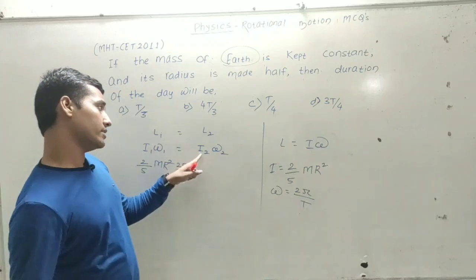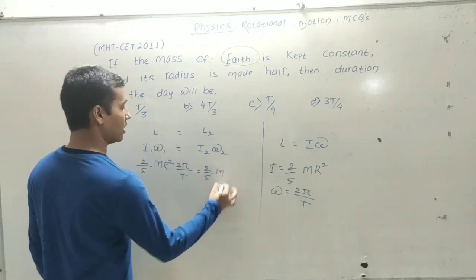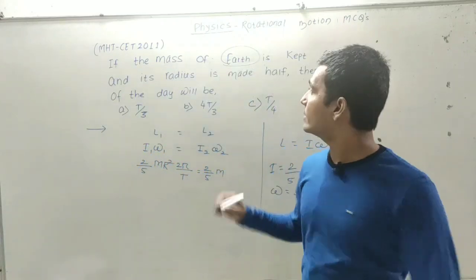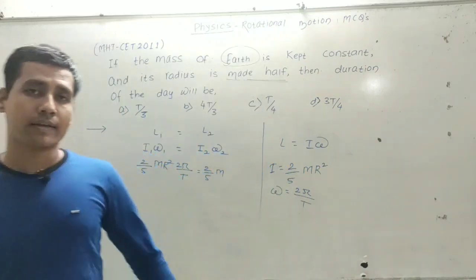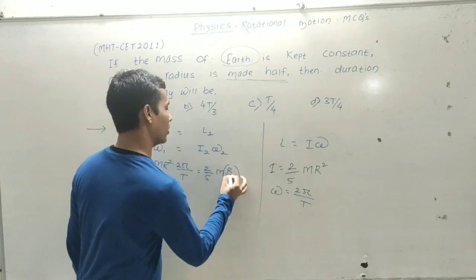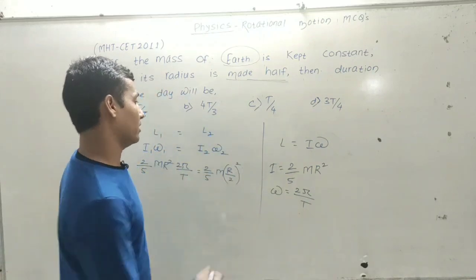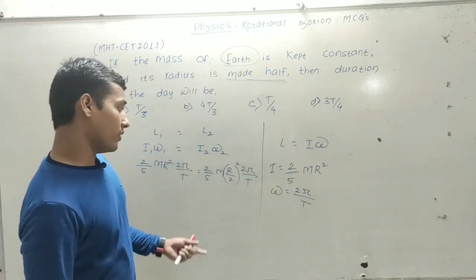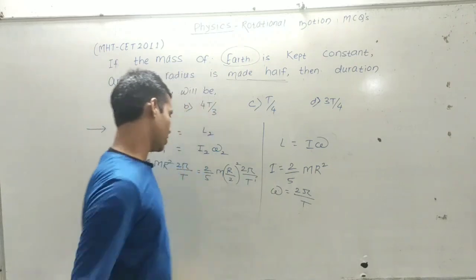So now here is I2. That will be same 2 by 5 m. But in this problem, the radius of the earth is made half. So we have to take the value of r, that is radius, as r by 2, because radius is made half. So we have to take square, and omega 2 will be 2 pi upon t. So there will be change in the period, therefore I am taking here t dash.